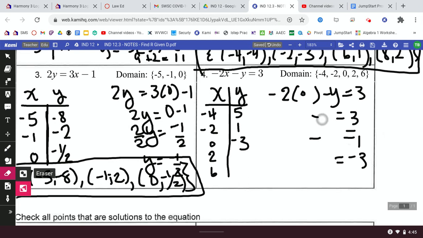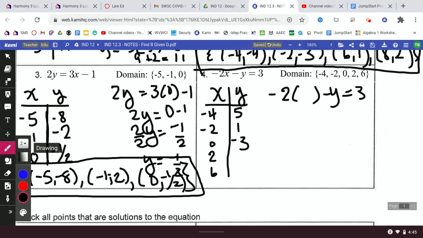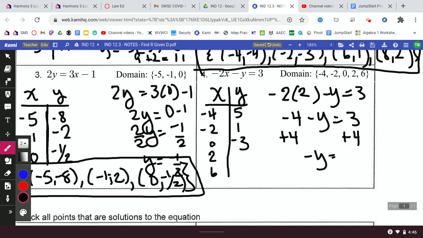And then we're going to do the same work. And this time we're going to put in a 2 because that is the next x value that came up in our domain. So we're going to plug a 2 in here. -2 times 2 is -4, minus y equals 3. And then I'm going to add 4 to both sides because I want to get y by itself. That gives me -y equals 3 plus 4 is 7. And again, divide off that -1, and I get y equals 7 divided by -1 is -7.